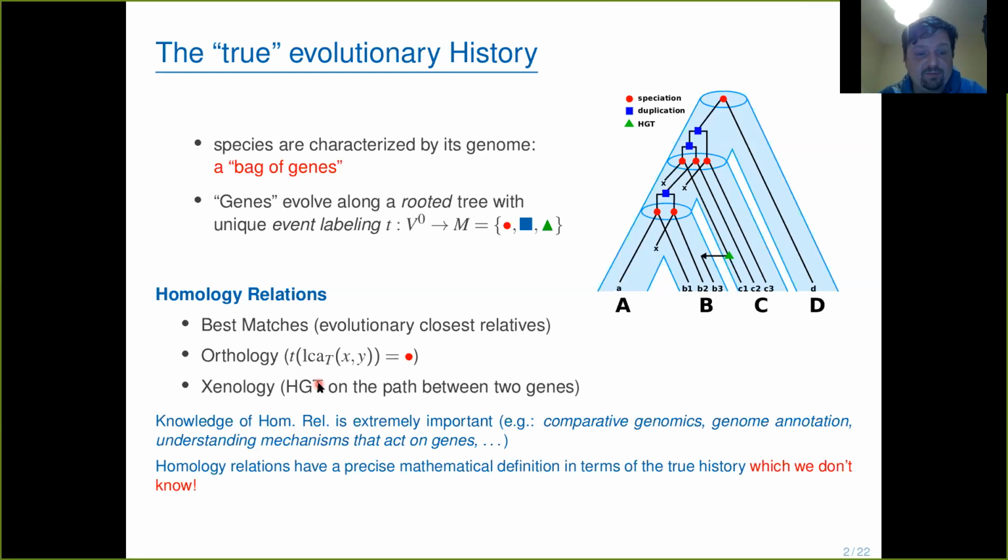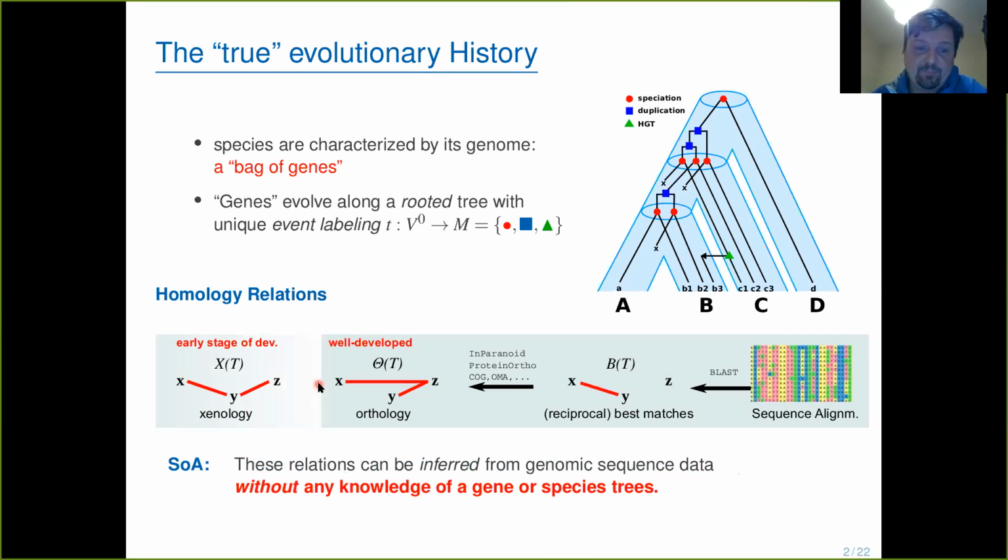The other point is that homology relations have a precise mathematical definition in terms of the true history, which we don't know, okay? So there is a well-defined mathematical definition that defines these relations, and this is based on the true history. Now, there is one small little problem. We don't know the true history, right? But these relations are of importance.